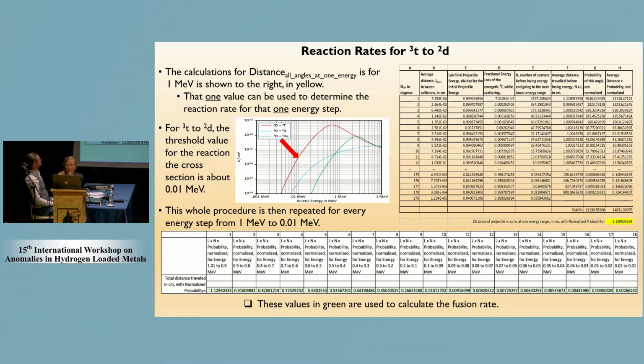That distance for one MeV is calculated and summed for all angles, highlighted in yellow. That one value can now be used to determine the reaction rate for that one energy step. For the T3 to D2 reaction, the energy range is from 1 MeV down to 0.01 MeV, as indicated by the red arrow. That distance for one energy, all angles, is solved for 18 different energy steps within this range, shown here in green.